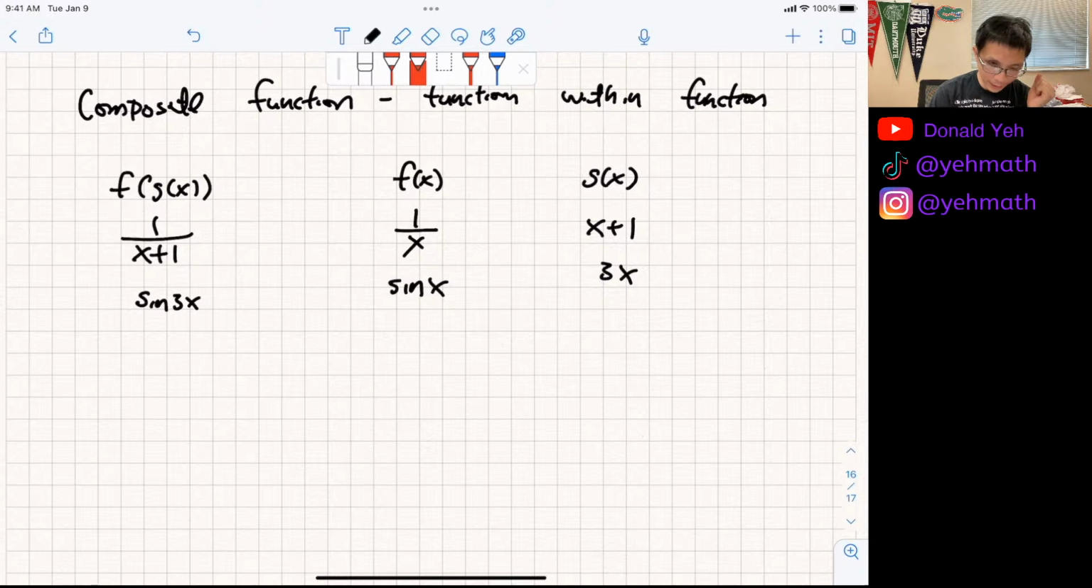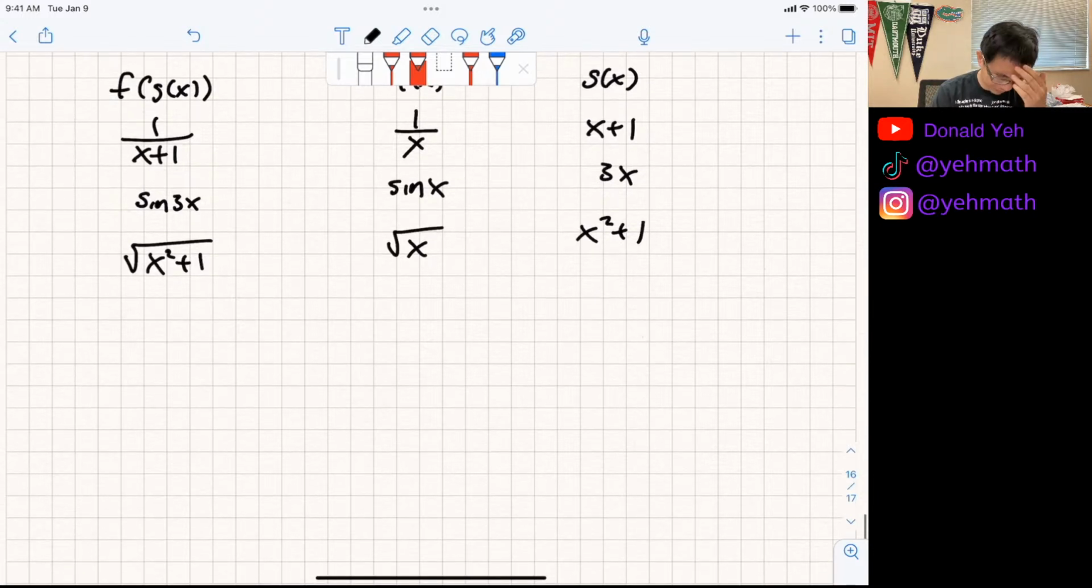Okay, so that is going to be it. Now, what about the square root of x squared plus 1? What will be the f of x and what will be g of x? F of x is the square root of x, and what will be g of x? Okay, good.